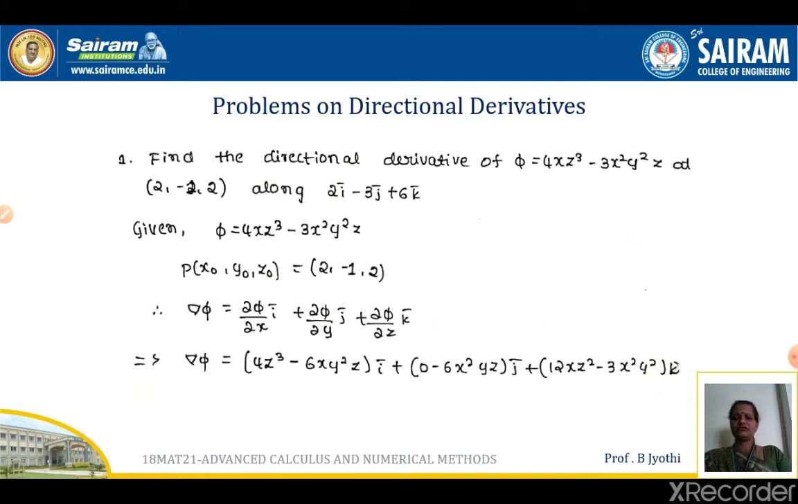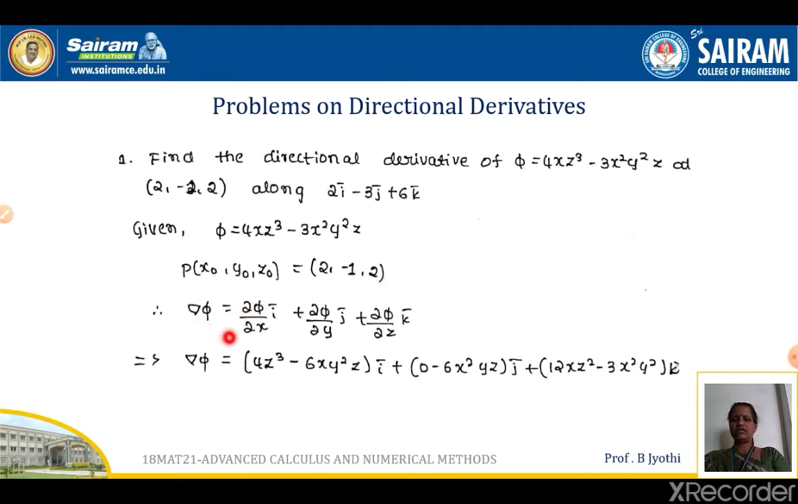Find the directional derivative of phi equals 4xz cubed minus 3x squared y squared z at the point (2, -1, 2) along the direction of 2i minus 3j plus 6k. What is given for us is phi, that is phi equals 4xz cubed minus 3x squared y squared z, and the point given is (2, -1, 2). So first of all we need to find del phi.